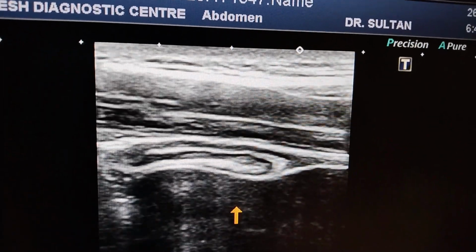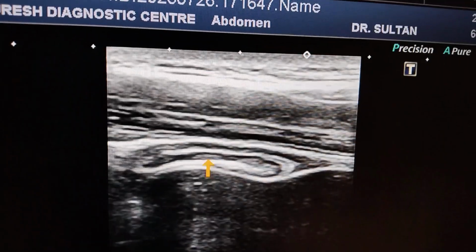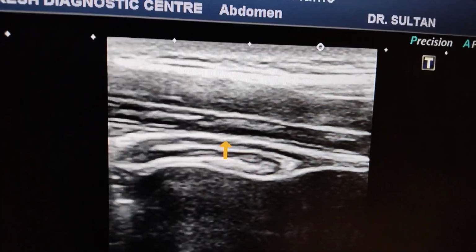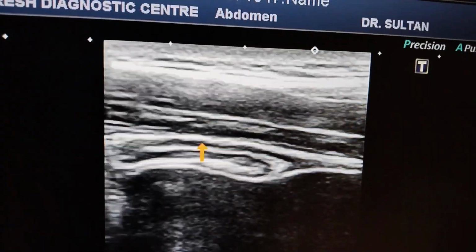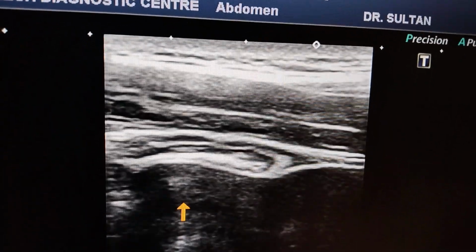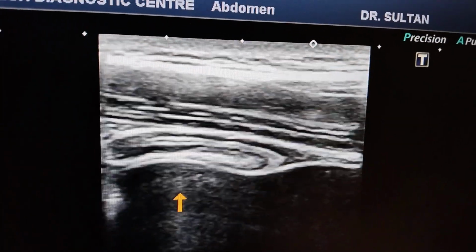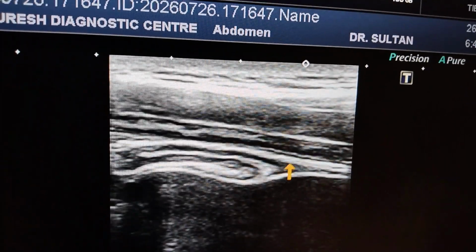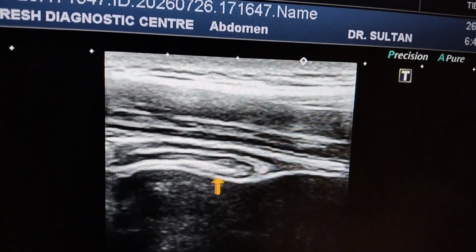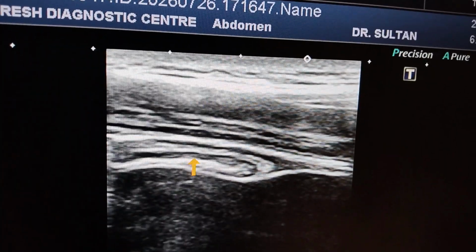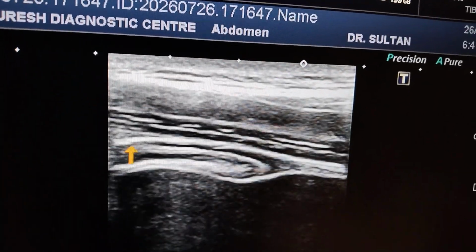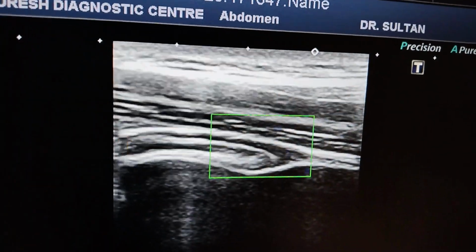Now when we see, this is the sinus, and this is the wall of the sinus, which is thick. This is the ligament we can call the median umbilical ligament, which is having this sinus tract. So let's have a color Doppler.